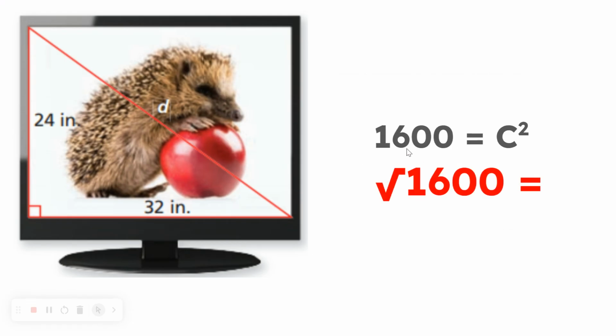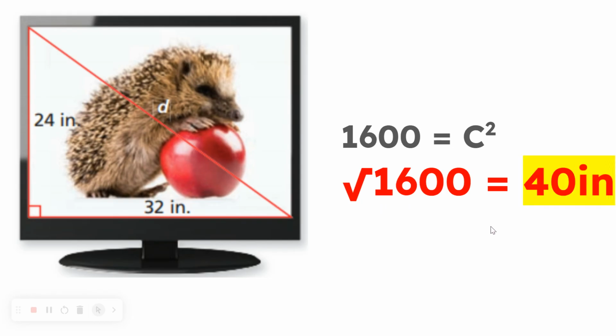So again, we have to figure out what the square root is because we don't want c squared, we just want c. So we take the square root of 1,600 and we find that this is a 40-inch monitor because we use the hypotenuse to determine the size of a screen. So this is a 40-inch monitor. And since it's a measure of distance here, it's not an area. So notice I'm not doing inches squared or inches cubed. It's just 40 inches. That is our measure.